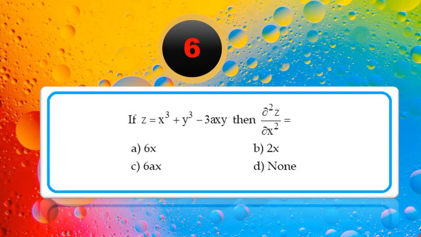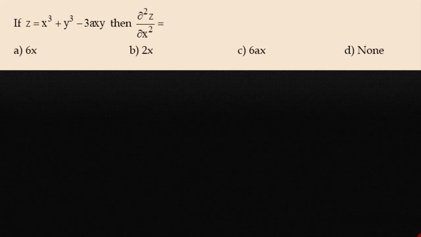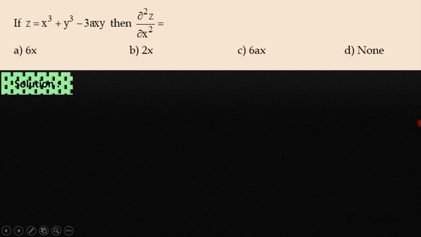Dear students, see the question number 6. Read the question and write it. The question is, if z is equals to x cube plus y cube minus 3axy, then dou square z by dou x square is equals to. Options are 6x, 2x, 6ax, none. Let us find this.